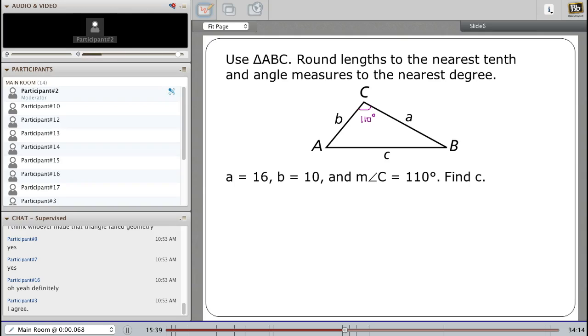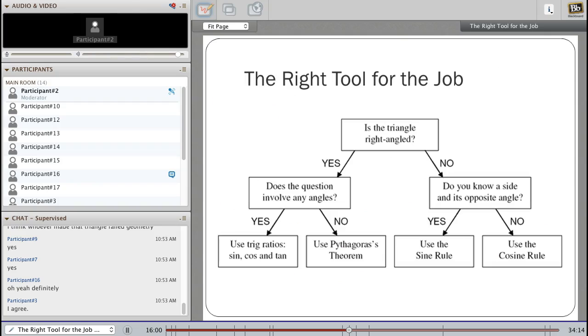Side A is 16, side B is 10, and we are looking for side C. That's what our goal is. All right, so take a look at what we have. We have two sides and an angle in between. So let's go back quickly to the flow chart.